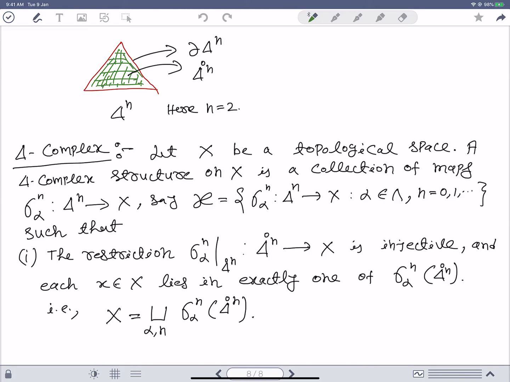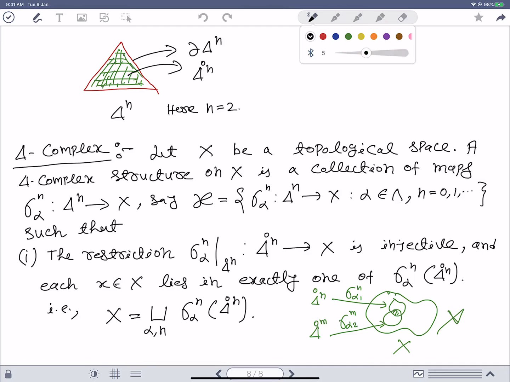This second condition actually says, suppose we have this topological space X, and we have one delta n interior, and its image is say sigma n alpha 1. And if we have another interior, say delta m interior, and it maps to say sigma m alpha 2, then the image should be disjoint from the previous one. That means this case will not happen. So this should not be the case. Okay, fine. So this is one condition, and the next property is this one.